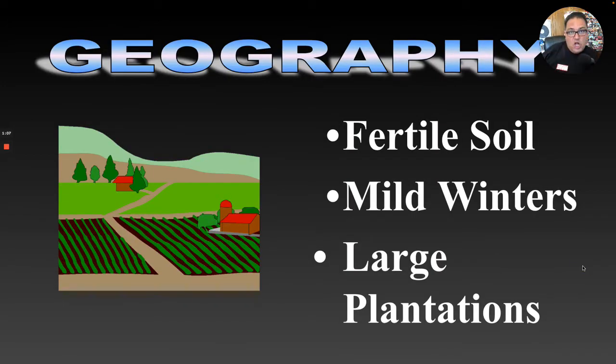So if you recall when we were learning about the North, it was rocky soil and small family farms. Well, in the South, there is very fertile soil, right? Fertile means crops can grow easily in this land. It has better nutrients. There are fewer rocks and stones in the soil. It's just much better suited to farming.